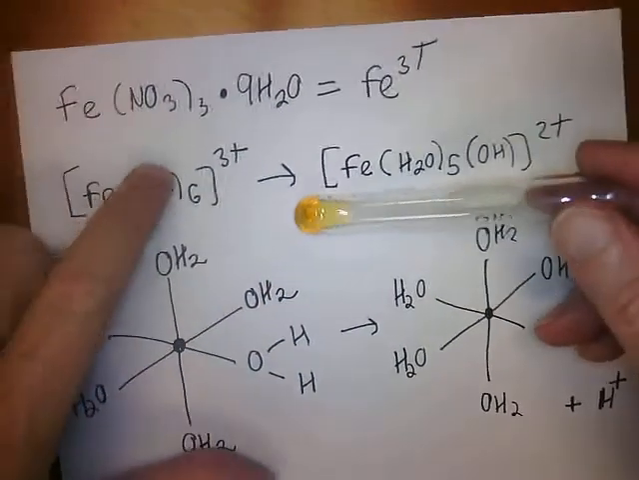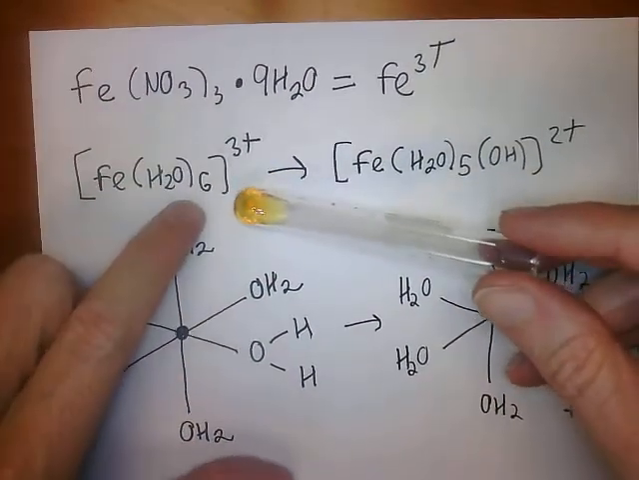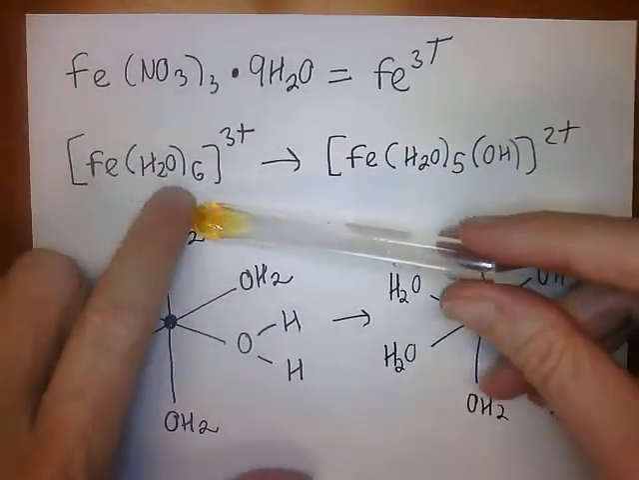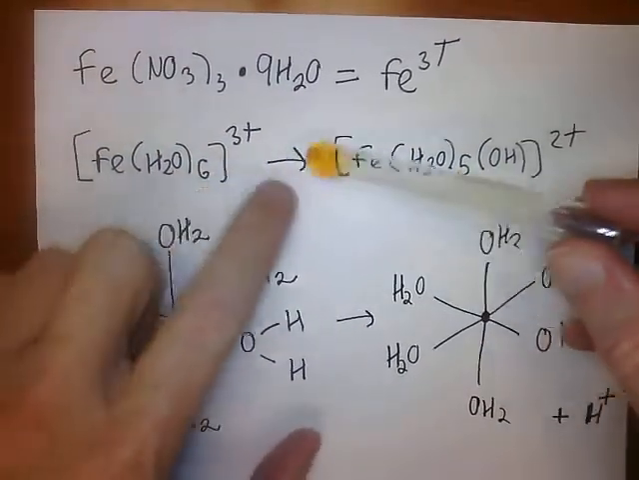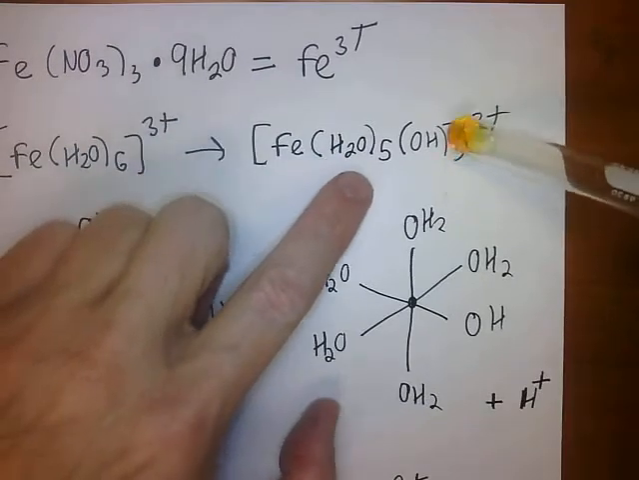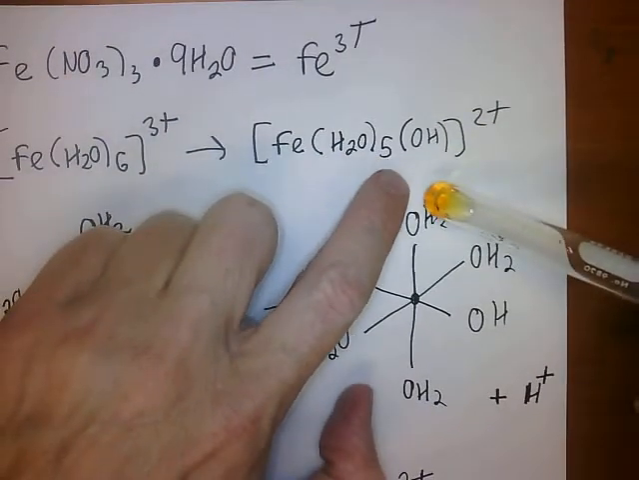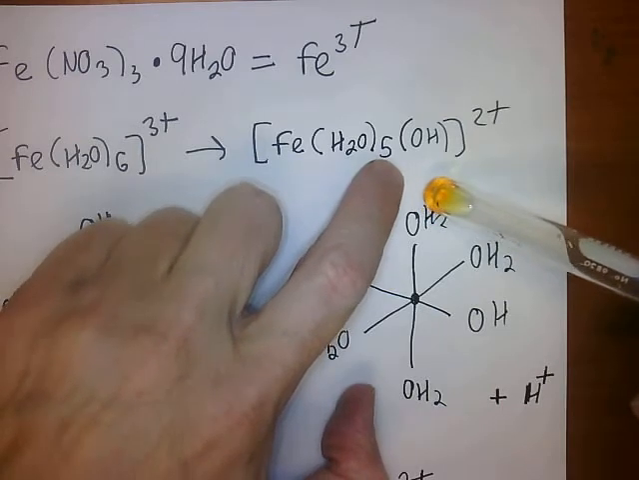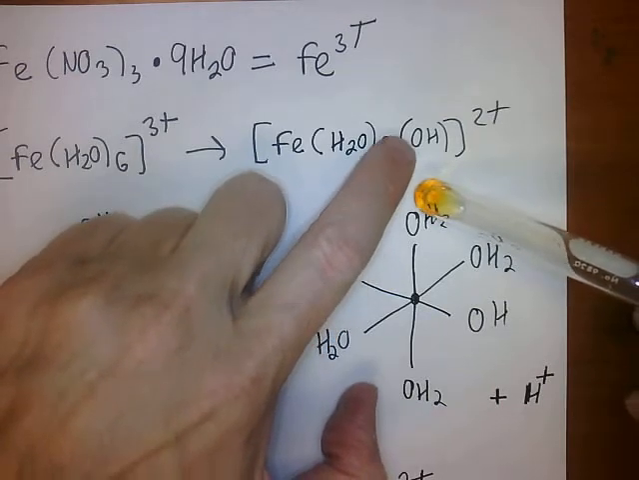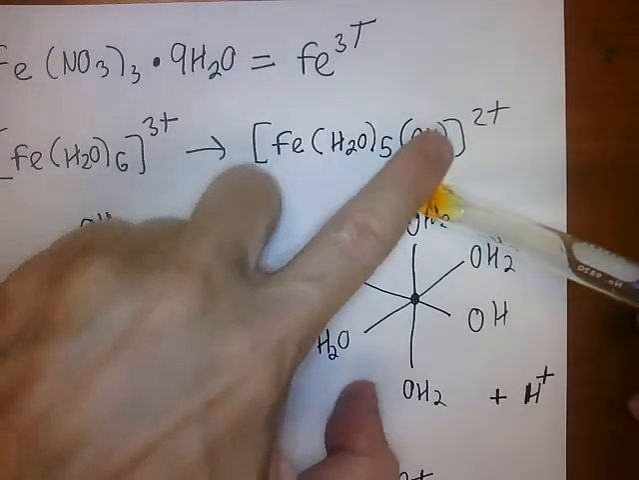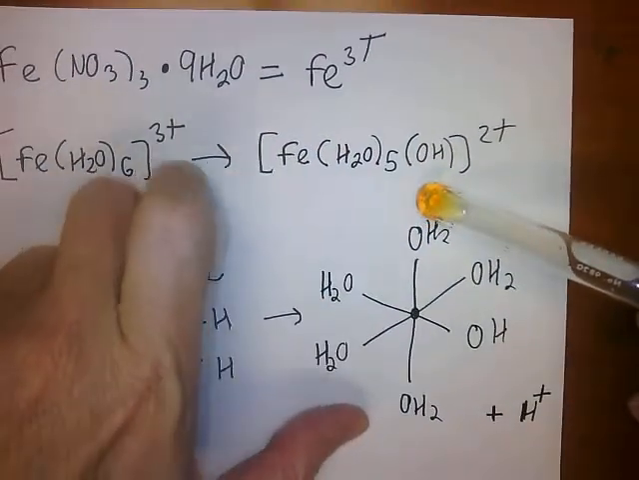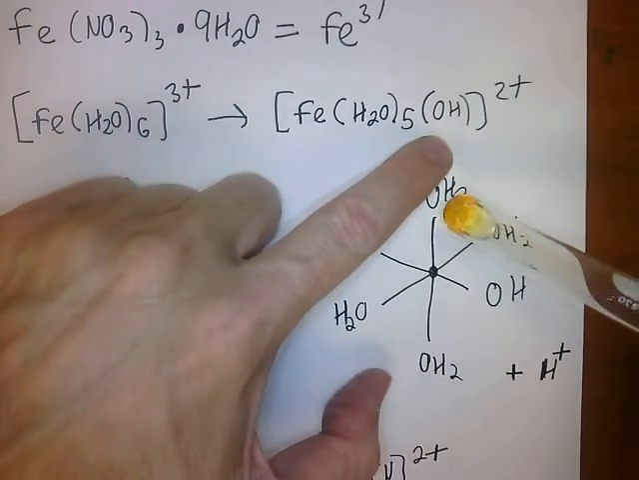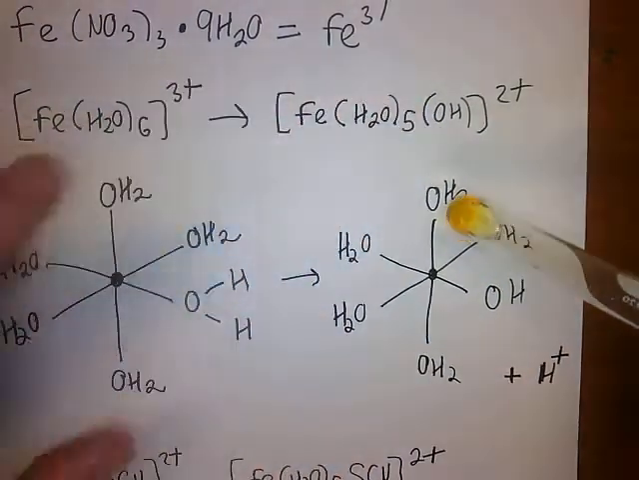But it is not the hexaaqua ion that's being produced. It might perhaps start out as the hexaaqua, but that's not the final ion. What's really being produced is this compound that has the 5 waters and 1 hydroxide. So the charge on the whole complex ion comes down from 3 plus to 2 plus, right? Because hydroxide is a -1. So what's going on here?